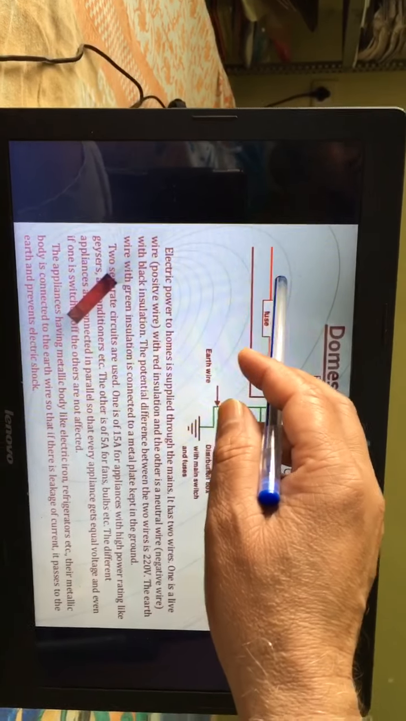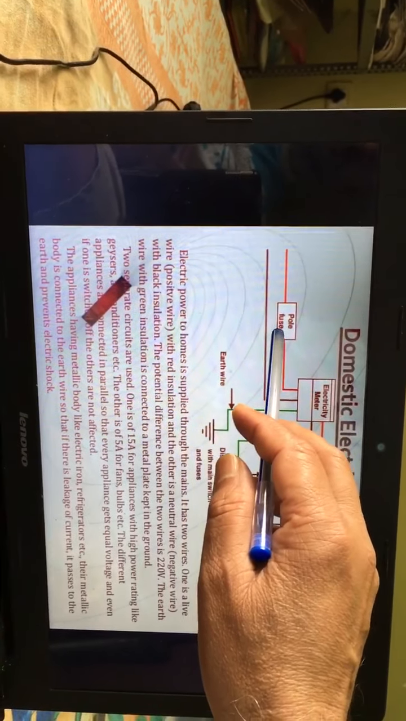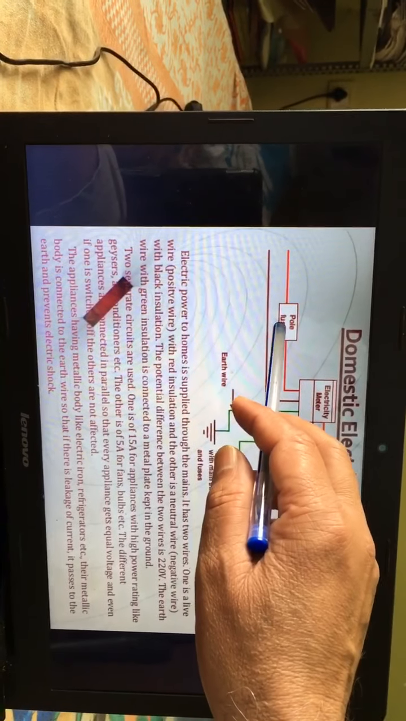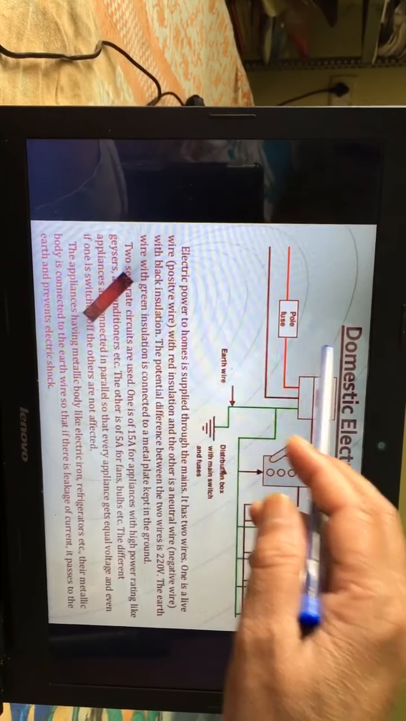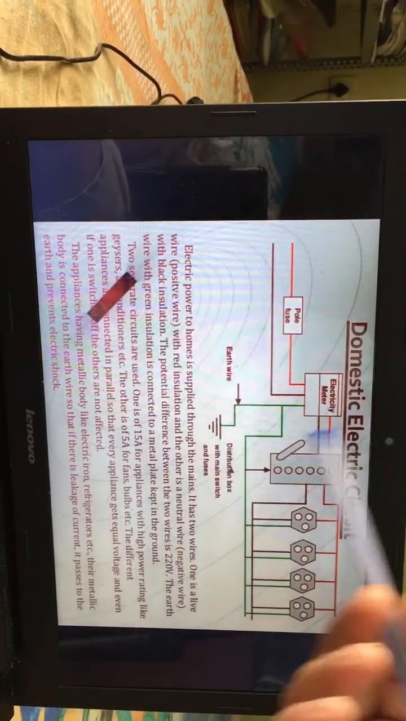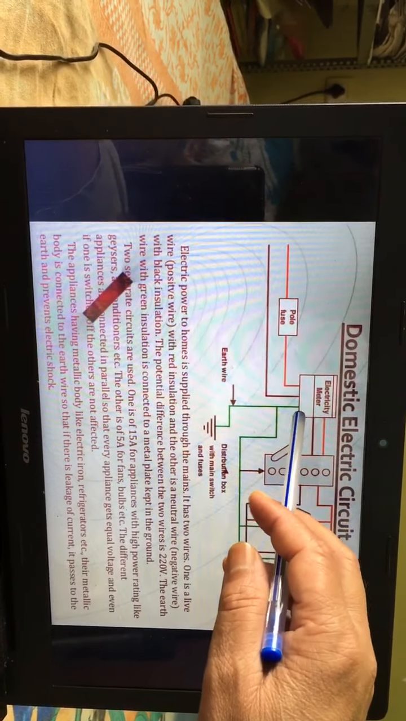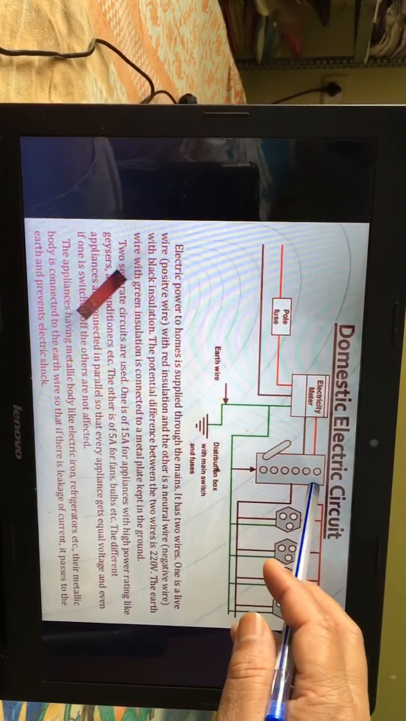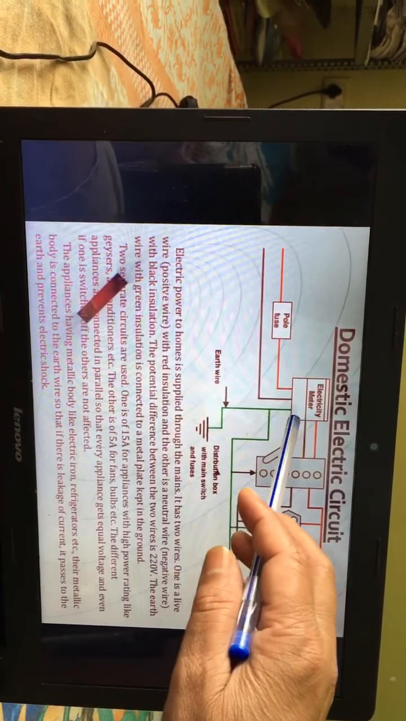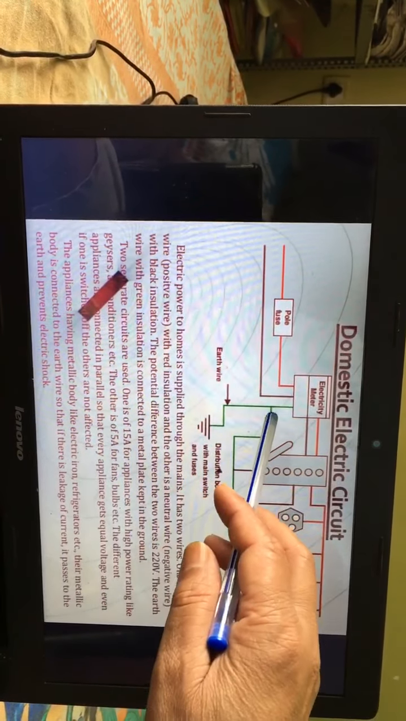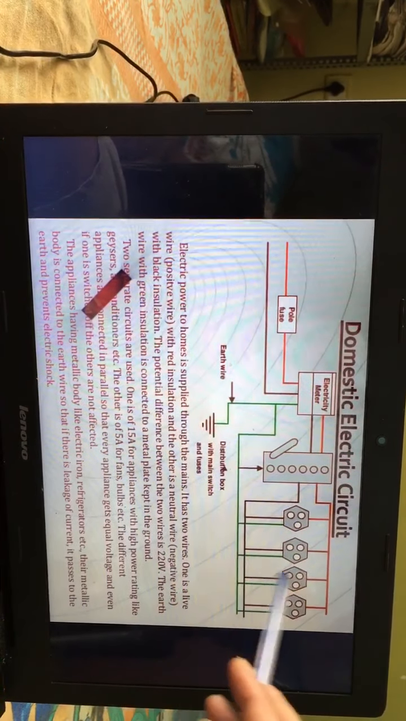Once the current comes from the pole, first it is connected in series with the pole fuse. Fuse, you know, I just said, it protects our devices. Then it comes to the main meter, the electric meter. After that it comes to the distribution box. Now here there is a green line, a green wire. This is called your earth wire.